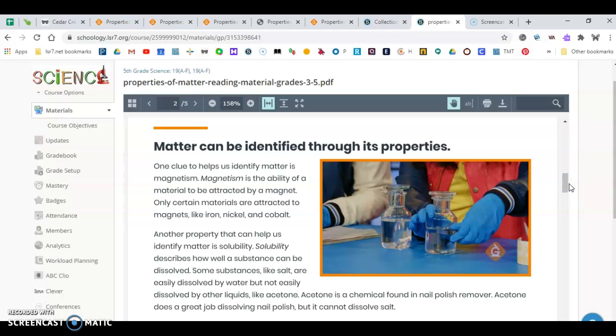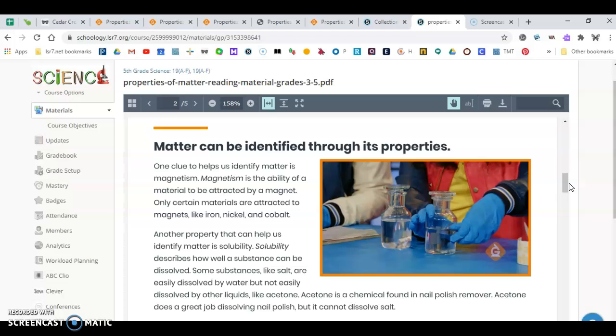One clue to help us identify matter is magnetism. Magnetism is the ability of a material to be attracted by a magnet. Only certain materials are attracted to magnets, like iron, nickel, and cobalt.